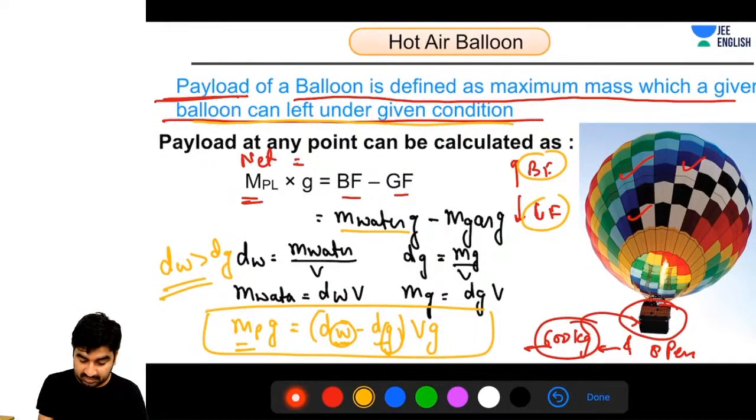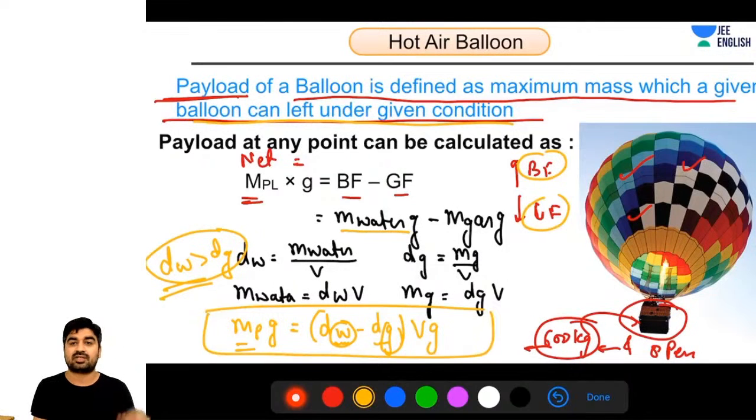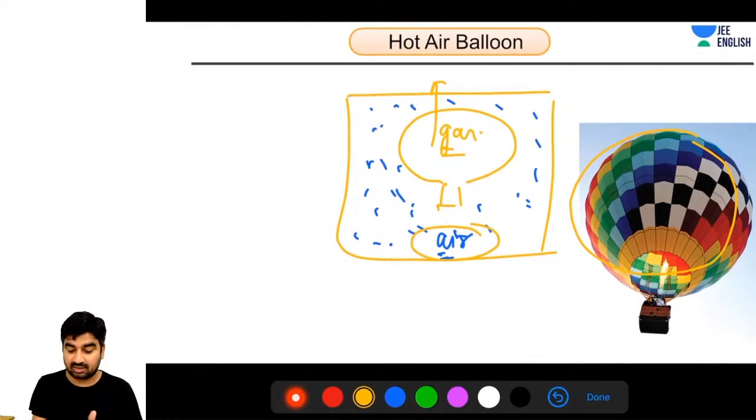I just told you if the density of water is greater than the density of gas, only then it will fly, otherwise it is not going to fly. So density of water means the surrounding liquid. In this case, instead of surrounding liquid we have surrounding air. So the density of air should be greater than the density of gas inside this.